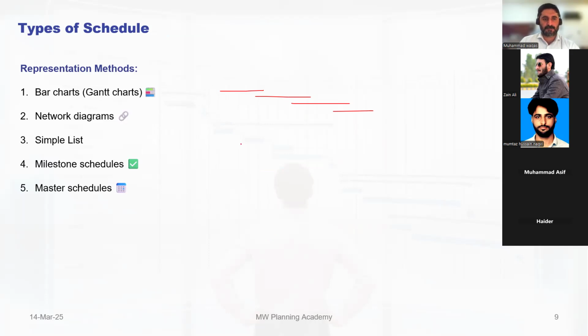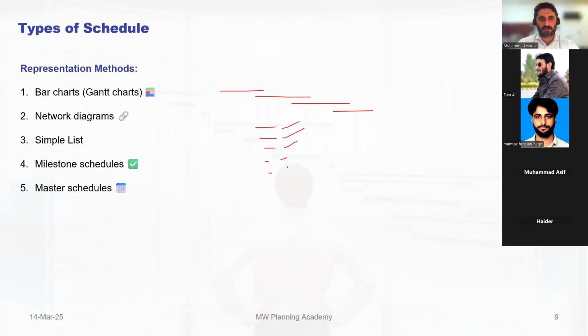We will go into that. Then we have a simple list. You can just put a simple list of activities, 1, 2, 3, 4. Like I will wake up, I will have my breakfast, I will go to the bus station, then I will reach the office. So you can just type it on your tablet, on your notebook or anything. Then we have milestone schedules.